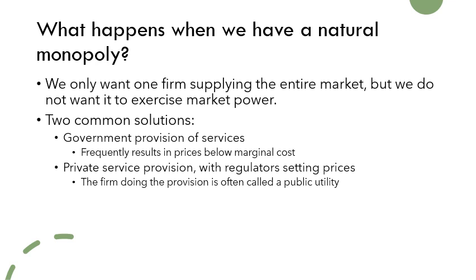So there are two common solutions. The government provides the services, so the government acts as a monopoly, which frequently results in prices below marginal cost. So the government is charging prices below their marginal cost. And then private service provision with regulators setting prices. So this is the alternative. You let firms do it, but you regulate them. The firm doing the provision is often called a public utility.